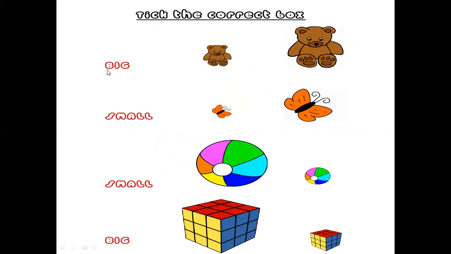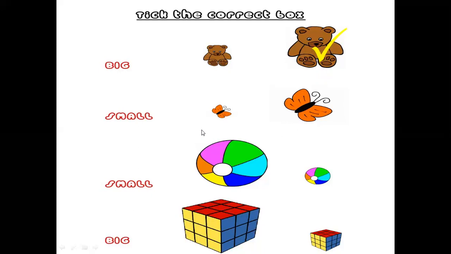There are two teddy bears, two butterflies, two balls, and two dice. In front of the teddy bear, the word is big. So you will tick the big teddy bear. Which one is big? This one or this one? This one is big. So hold your pencil and tick this one. Yes, like this.